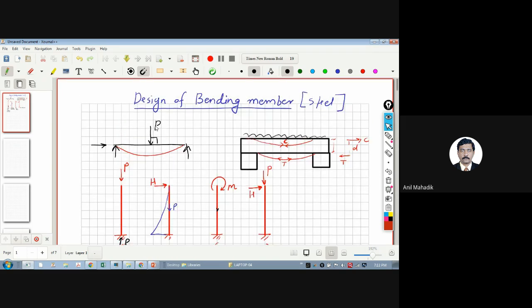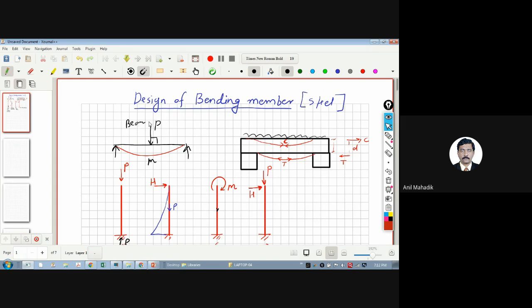So can I say this is a column? Let me delete this first. Can I say this is a column? No, sir, because there is no axial force in this beam. There is only out of plane load due to which it will bend. And I can say this is a beam. So this is a beam.